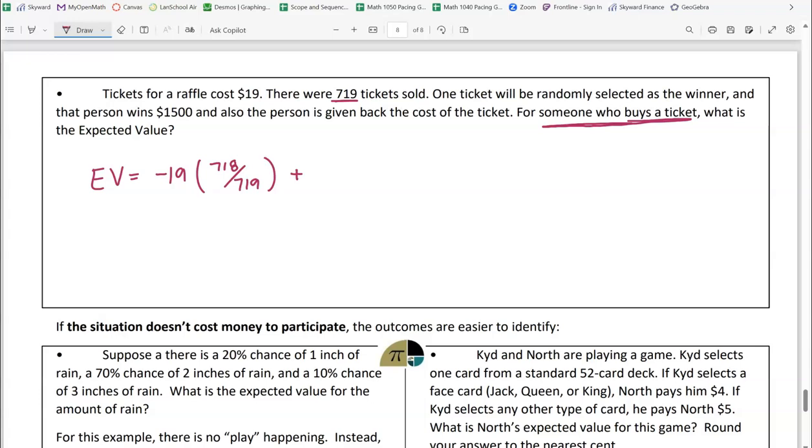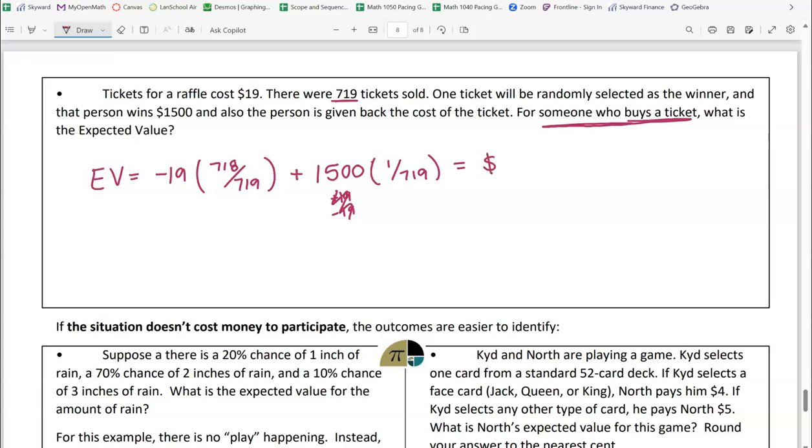Second outcome is they do win. If they do win, they will get $1,500. Now they did have to pay $19 for the ticket, but if they win, they get their $19 back. So that's just going to even out to be 0 and back to $1,500. And now we want to look at the probability of them winning, which is 1 out of 719. Okay, and that's our setup. And then again, we just type that into the calculator.